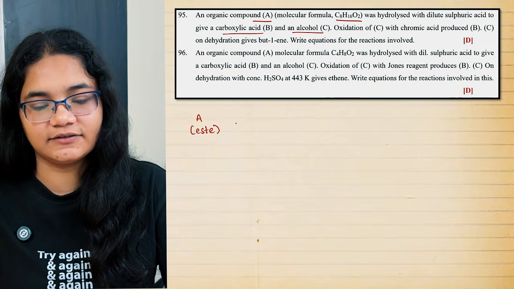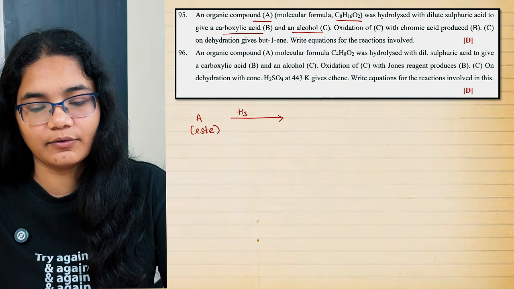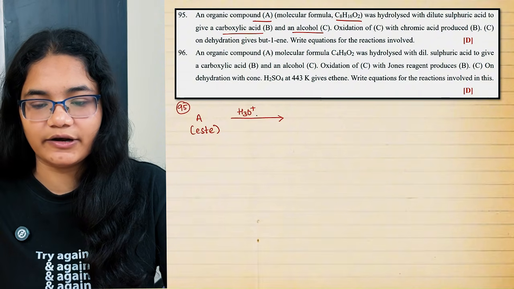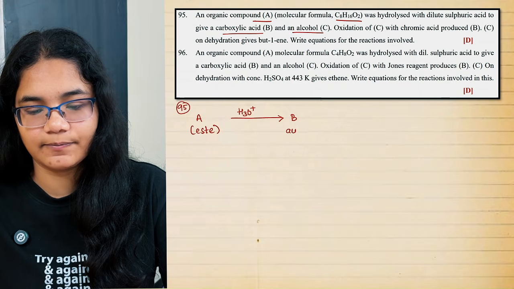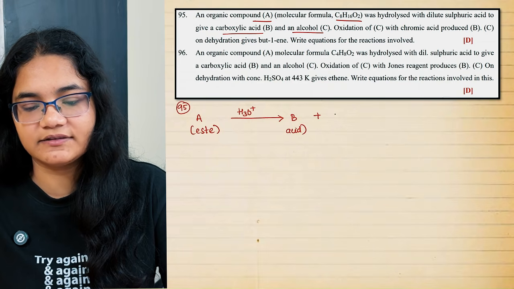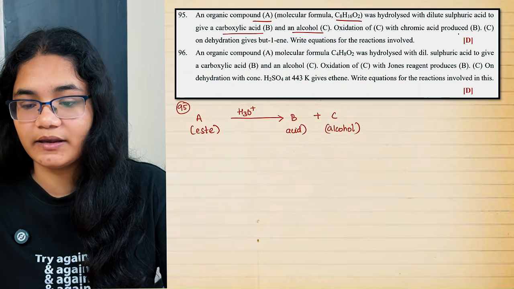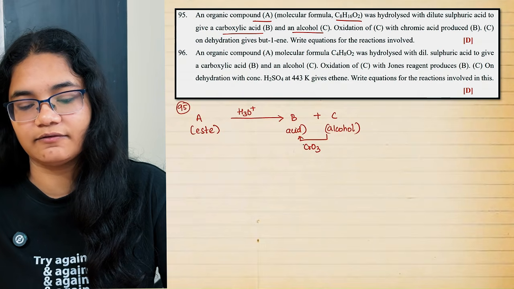Okay, A is an ester which on hydrolysis, I can just write down like this A, and we are solving 95th question here, which on hydrolysis gives you B, which is a carboxylic acid, and we have C, which is an alcohol. Now oxidation of C with chromic acid produced B. So if you take chromic acid here, it will give you B here.